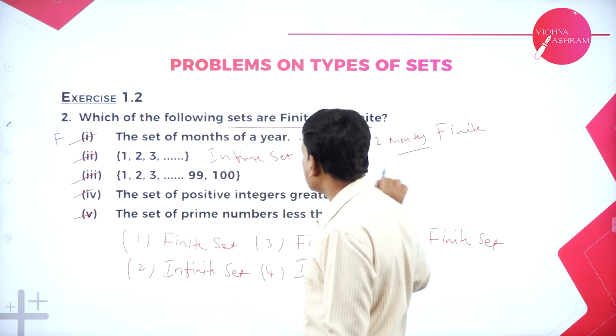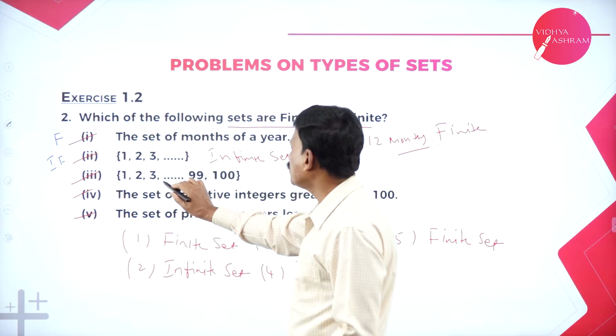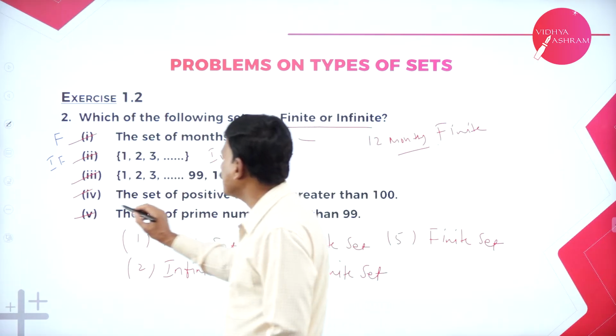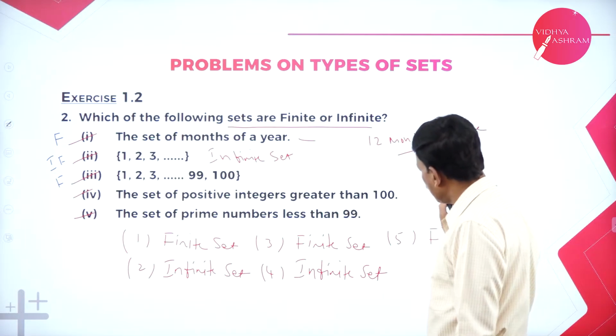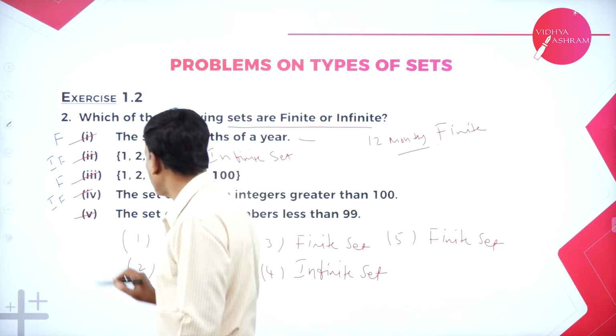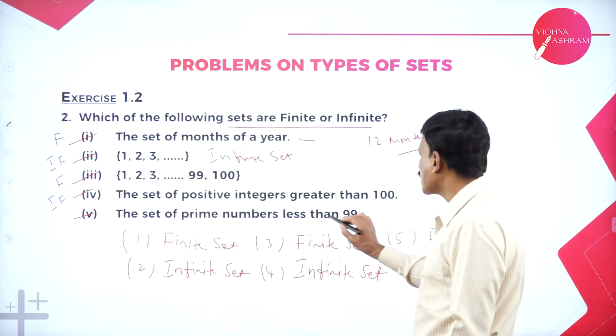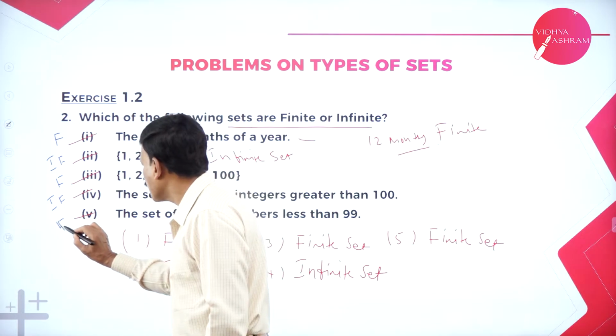1, 2, 3, 4, etc. is an example for an infinite set. And 1, 2, 3, 4, etc., 99, 100 is an example for a finite set. The set of positive integers greater than 100 is again an infinite set. The set of prime numbers less than 99 is a finite set.